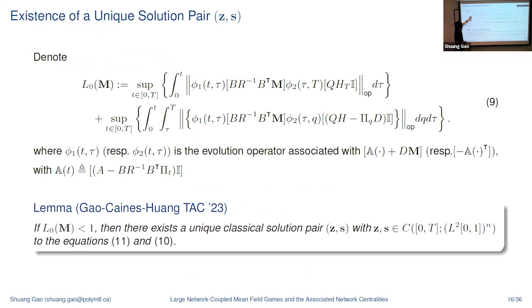In fact, this is the condition of the characterizing coefficients that we need. If this coefficient, which depends on the underlying graphon limit, is less than 1, then the mapping we have is a contracting map. So then there is a unique classical solution here, where these are just continuous functions over time. And when you evaluate at each time, these are L2 functions.